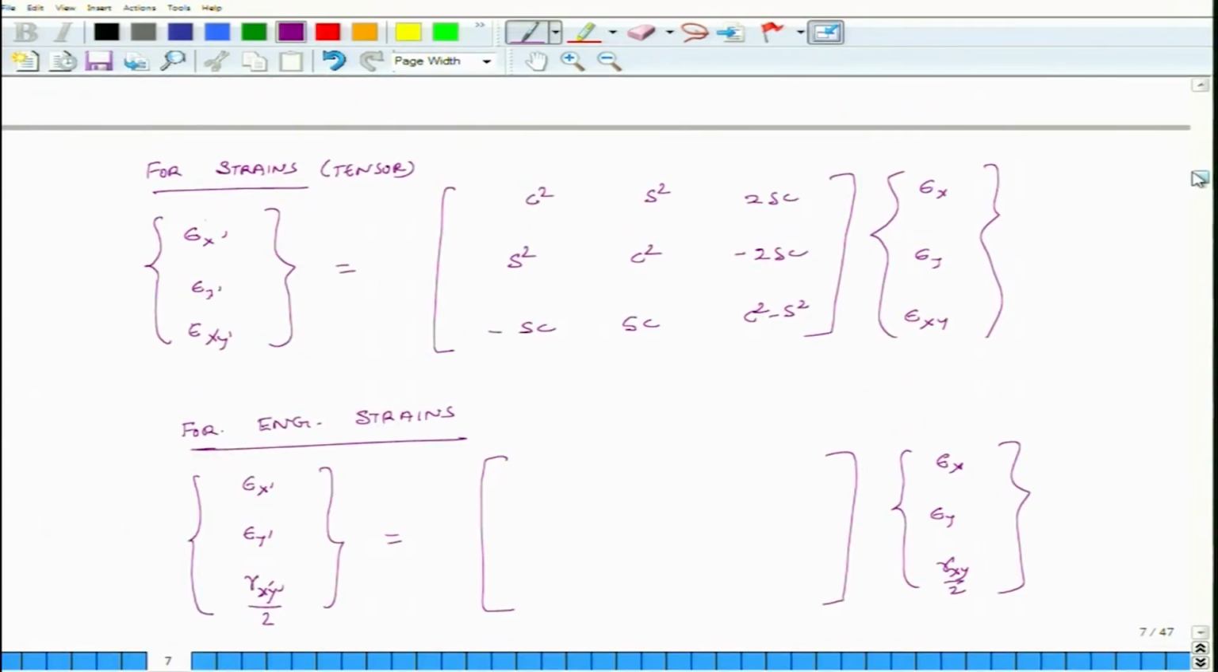And once again, if I replace theta by minus theta, then I get relations to transform the x prime into the x coordinate system, and if theta is positive theta, then it helps us transform x to the x prime coordinate system. Okay. So, this concludes our discussion for today.